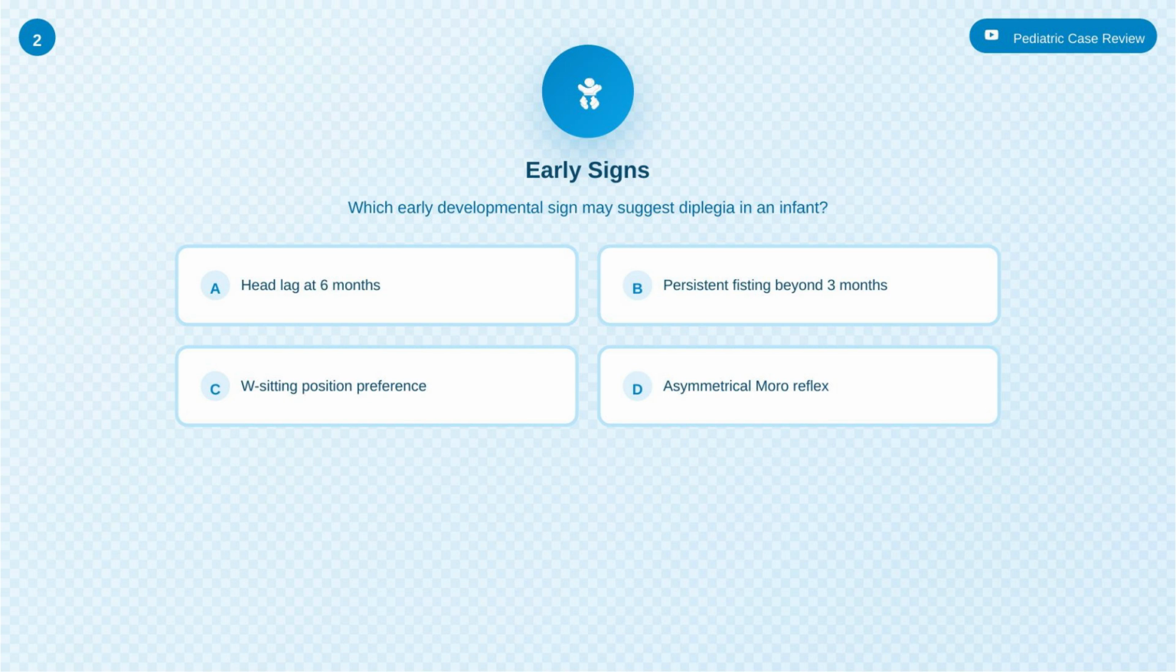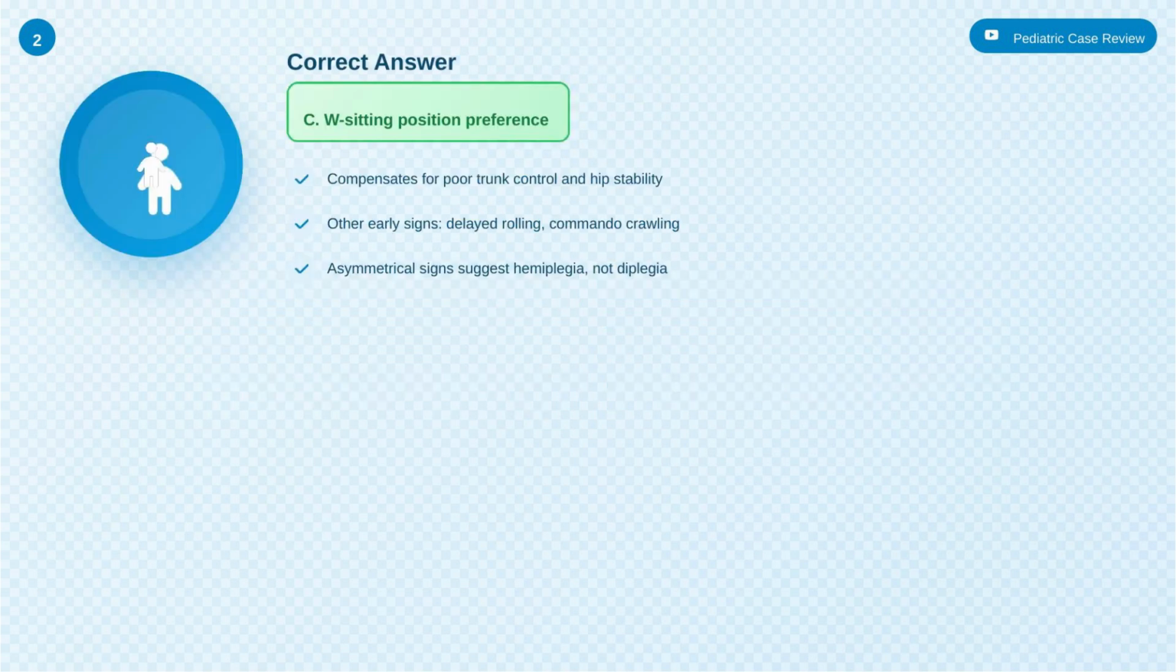Which early developmental sign may suggest diplegia in an infant? A. Head lag at 6 months of age. B. Persistent fisting beyond 3 months of age. C. W-sitting position preference. D. Asymmetrical Moro reflex. The correct answer is C.